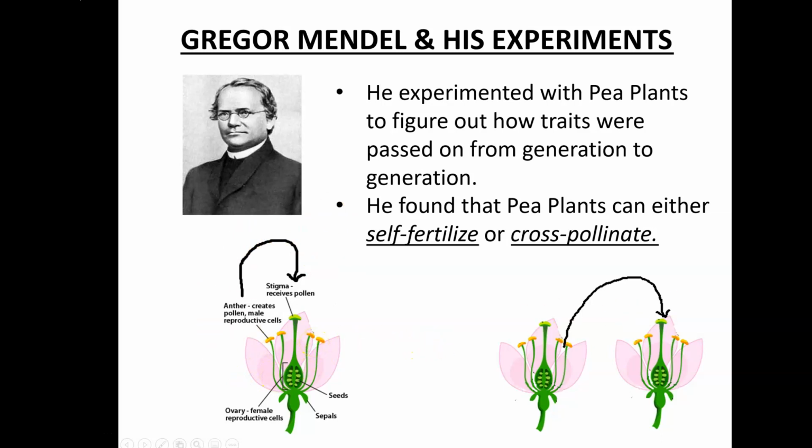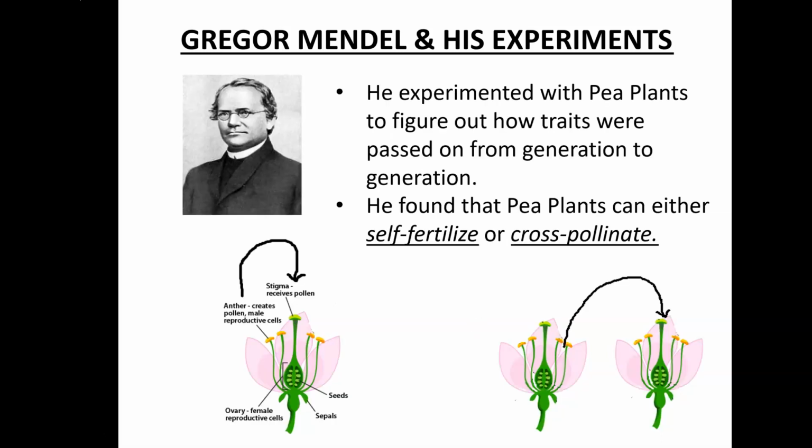Pea plants can also cross-pollinate. So the male reproductive cells of one plant can be used to fertilize the female reproductive plant parts of another pea plant. So this was very useful for his studies of genetics. In addition to self-fertilization and cross-pollination, pea plants had several different traits that he could study, and he could repeat his investigations and experiments to show that the results were very viable.